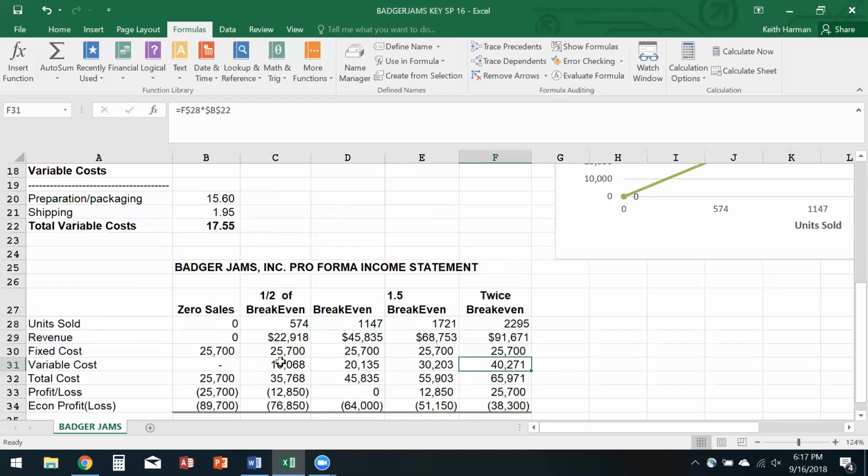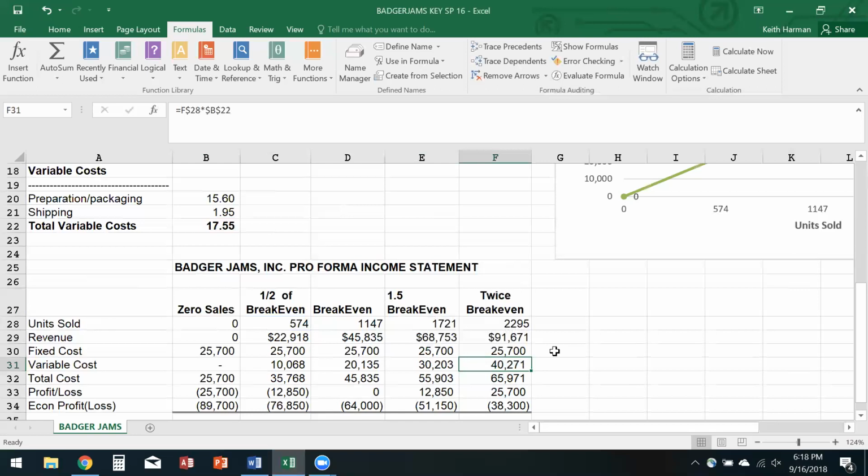And I'll just do this. You see, we've got F28 times B22. Notice that we have kept the dollar signs. Let's look at that F28. Okay. Now I'm on row 31, looking at cell F31. Now notice that it is the product of F28 and B22.